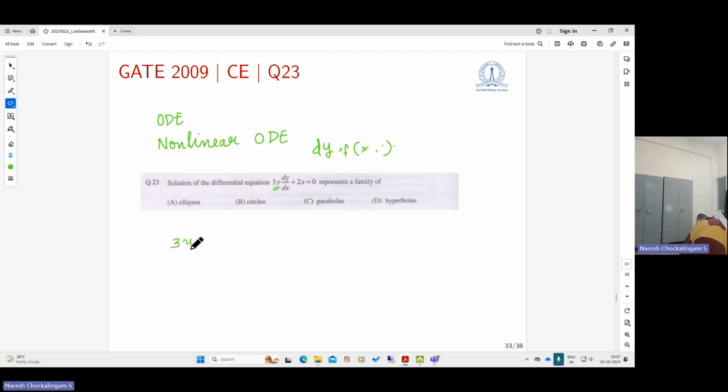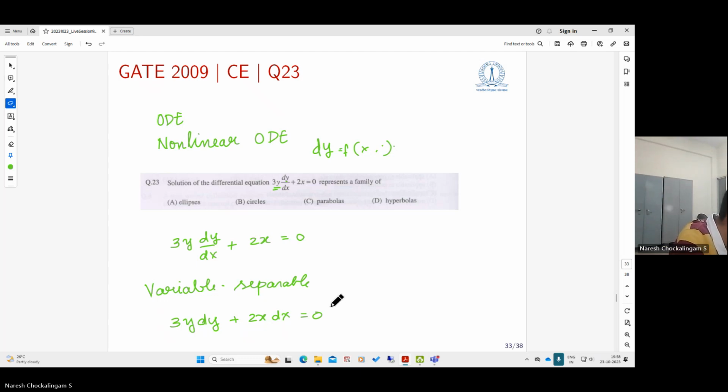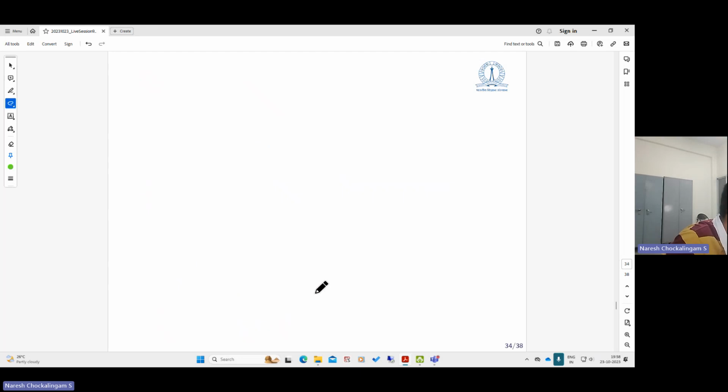So it is given that 3y dy by dx plus 2x is equal to 0. Although it is non-linear, it is variable separable. That's a good thing. So it is variable separable, but it is non-linear. So things like superposing solutions to get the general solution, that doesn't work. But you can get a solution. So multiply by dx, you get 3y dy plus 2x dx is equal to 0. And note that this is an exact differential. So is it an exact differential?